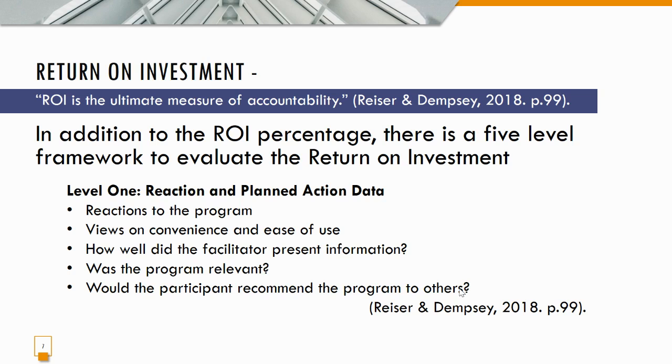When you look at ROI, you have to see that it's an ultimate measure of accountability, according to Reiser and Dempsey, 2018. In addition to the ROI percentage that I went over, there's a 5-level framework that I'm going to be sharing with you to evaluate the ROI. First of all, we have level 1. That's called the reaction and planned action data. When we look at level 1, we look at the reactions to the program, views on convenience or ease of use. Was the program relevant, and would participants recommend that program to others?